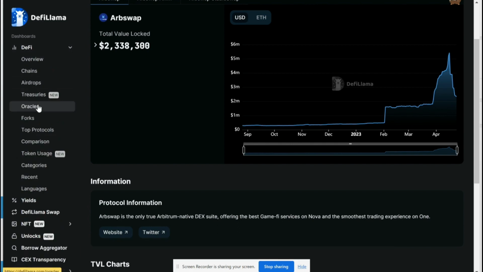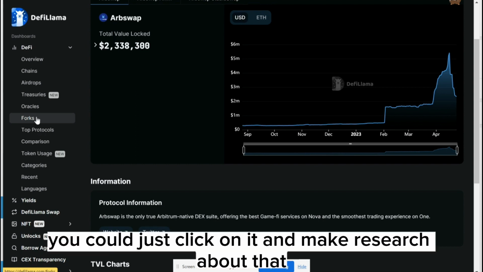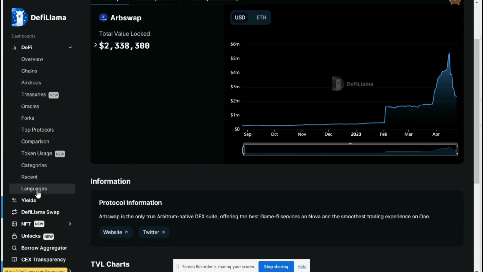Treasuries, Oracles, Forks, and maybe let's say a Solidly fork that happened on Fantom. It moved to someone who had a fork of it on Optimism, so I'll probably have a fork of it on Arbitrum, and that's just it. You could just click on it and make researches about that. You could learn a lot of things. Recent, let's click on the recent and see what they have here.